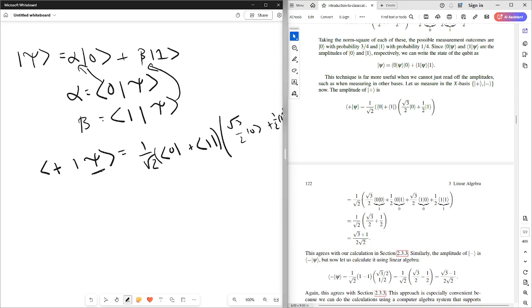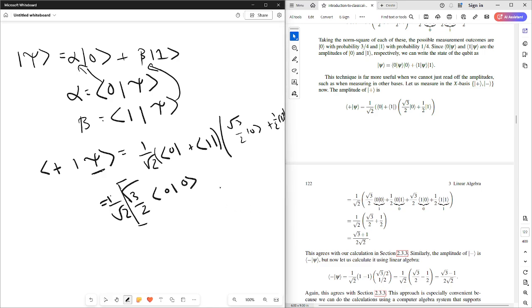1/2, 1. So we know that we can distribute these through, and that becomes square root of 3 over 2 ⟨0|0⟩ plus 1/2 ⟨1|1⟩ plus square root of 3 over 2 ⟨1|0⟩ plus 1/2 ⟨0|1⟩.